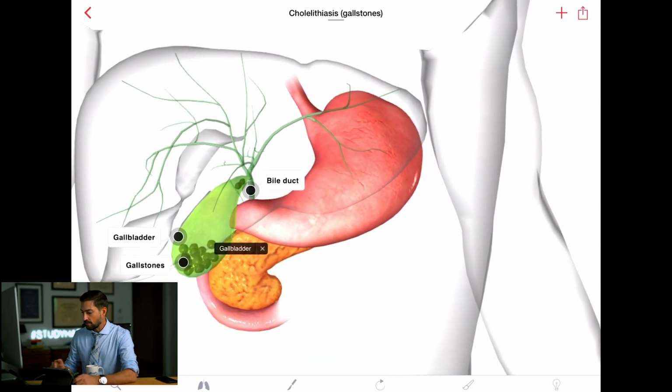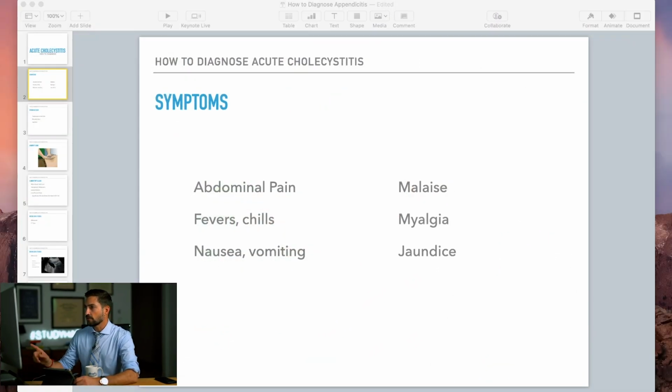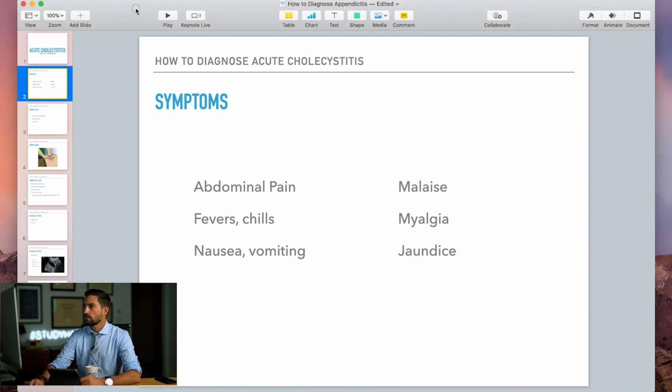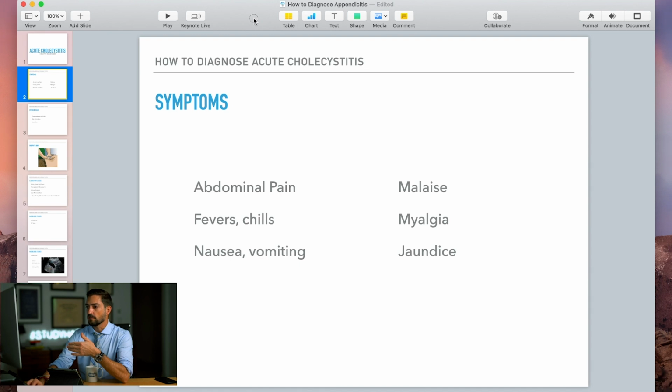Let's go back then to the desktop and take a look at what we're looking at here. First we're going to go over the symptoms, essentially the story of what's going on. The story is typically, in acute cholecystitis, that patients have between 1 day and maybe 4 or 5 days of pain. And acute cholecystitis, first of all, is an infection. It's inflammation, but it's also an infection of the gallbladder.